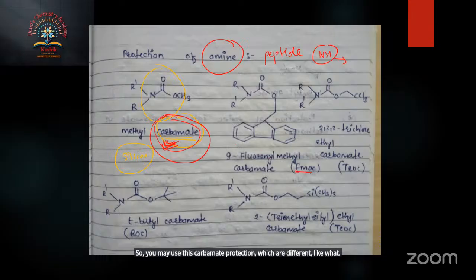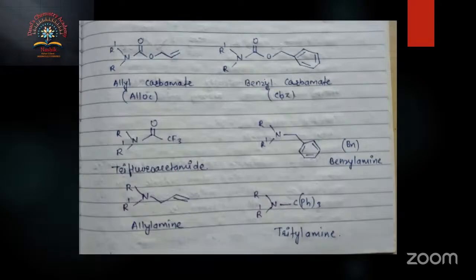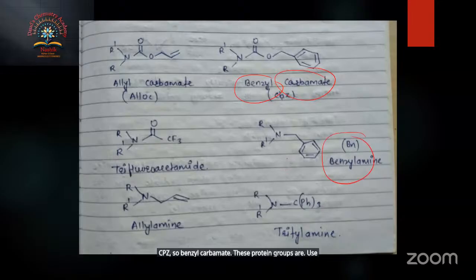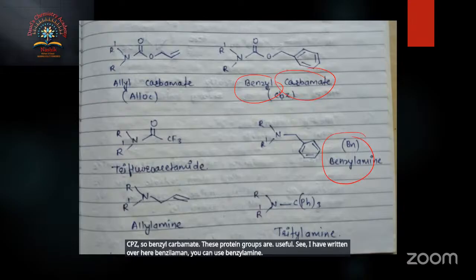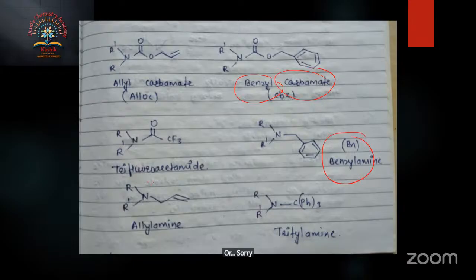Like, among the many stable carbamate protections are Fmoc, Troc, then Boc, Cbz. You have different ones, like methyl carbamate, Cbz, so benzyl carbamate. These protecting groups are useful. See, I have written over here benzylamine, allylamine as well as tritylamine. So amine can be protected into many carbamate protecting groups. We will see here.